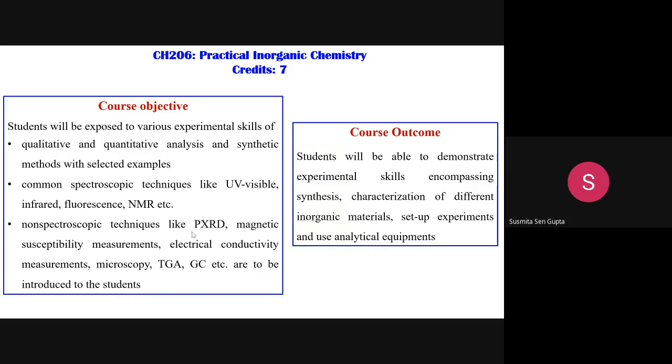Then some non-spectroscopic techniques like XRD, PXRD, magnetic susceptibility. Some can be done, some cannot, we will see which ones. You can do conductivity and microscopy, and then these are the practicals. So the course outcome: students will be able to demonstrate experimental skills encompassing synthesis, characterization of different inorganic materials, as I said, set up experiments and use analytical equipments. So these are the practicals.